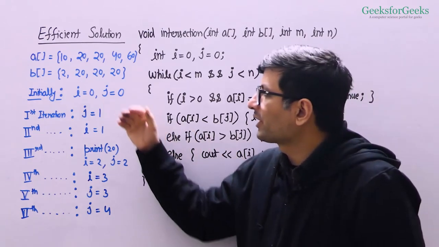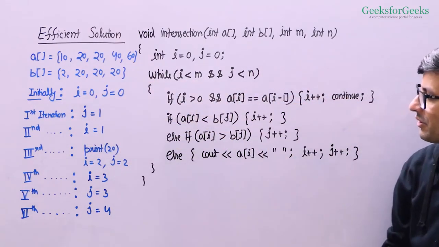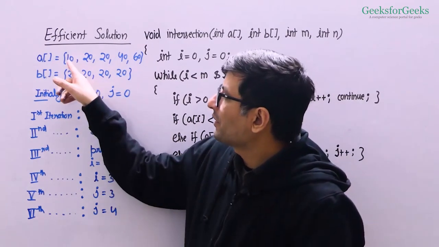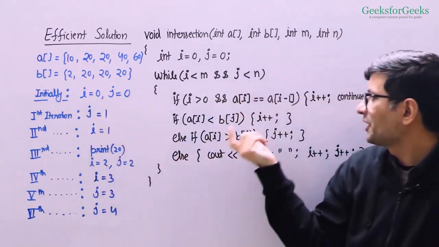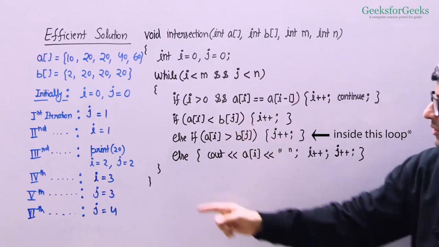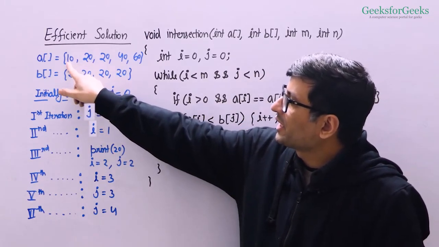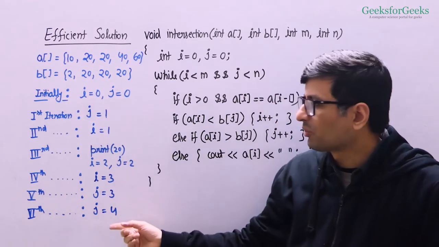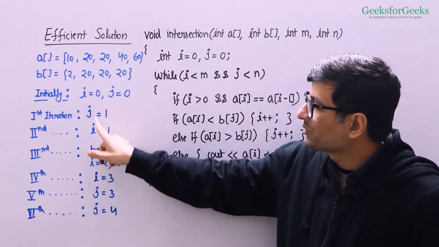So let's take a look at this example and do the dry run. Initially i and j both are 0. Now we compare 10 and 2. 2 is smaller, so we do j++. We get inside this loop and make j equal to 1. Now when j becomes 1, we compare 10 and 20, and this time 10 is smaller, so we do i++ and make i equal to 1. Now i is 1 and j is 1.